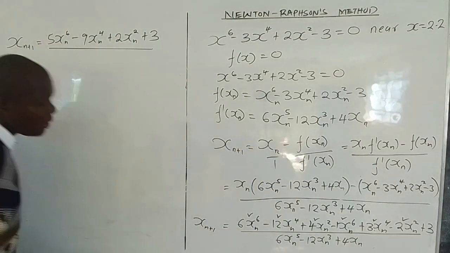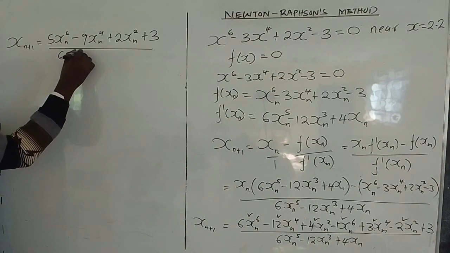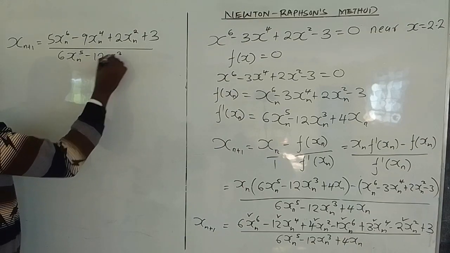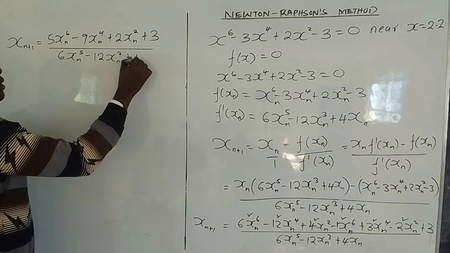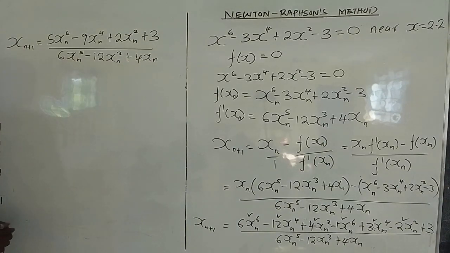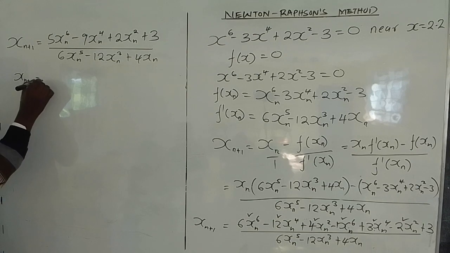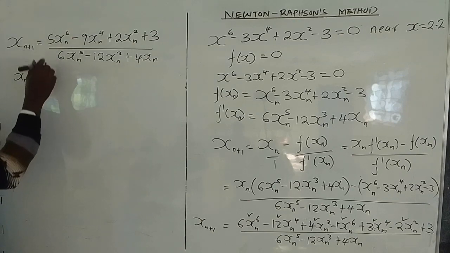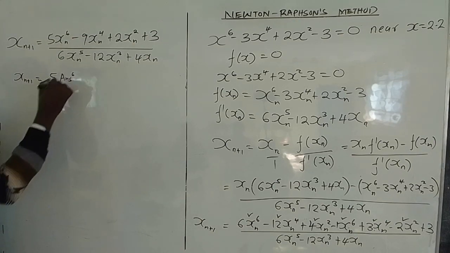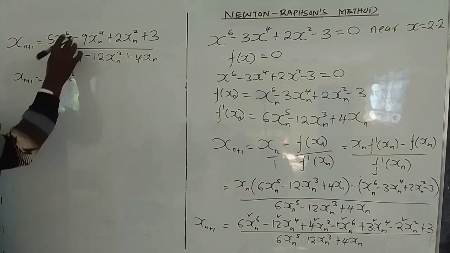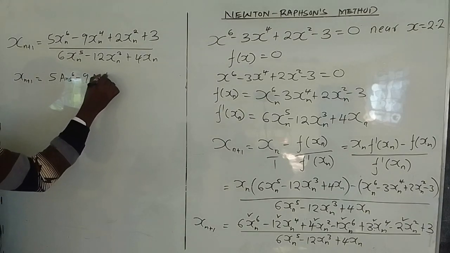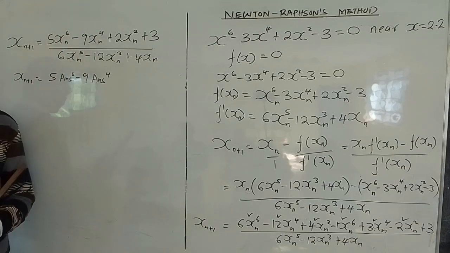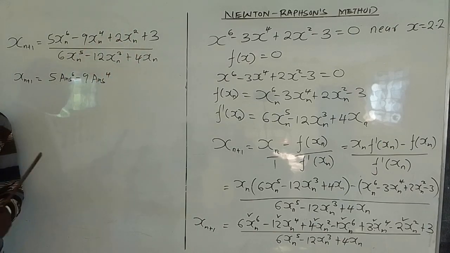It is over 6 xn to power 5 minus 12 of xn cube plus 4xn, isn't it? So now our xn plus 1, where there is xn, you put your answer, isn't it? You put your answer. So what are we going to have? 5 answer raised to power 6 minus 9 answer raised to power. Remember, xn is the answer, so this is answer raised to power 4. This is answer raised to power 6, isn't it? Xn is the answer. This is answer squared, isn't it?